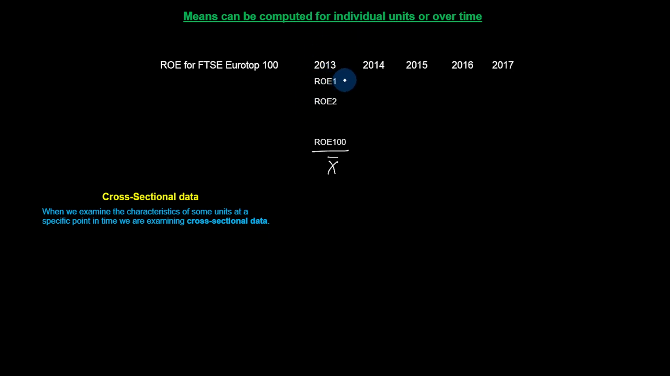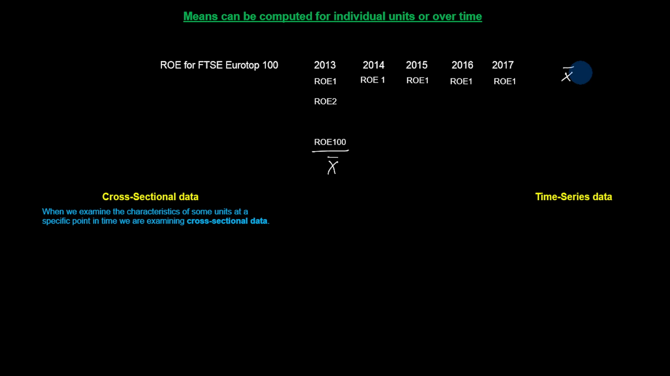Now to compute the mean over time, let's say I pick one of the companies in the index, this one, and I want to examine the historical ROE for this particular company over time. What I'm doing here is called time series data. So I'm examining the historical annual ROE for one of the companies in the index over time. And to come up with the mean is, again, pretty simple. I have my returns on equity here. I add them all up and then divide by the total number. That will be 5 years. So I come up with the mean, and the mean here is called the time series mean.